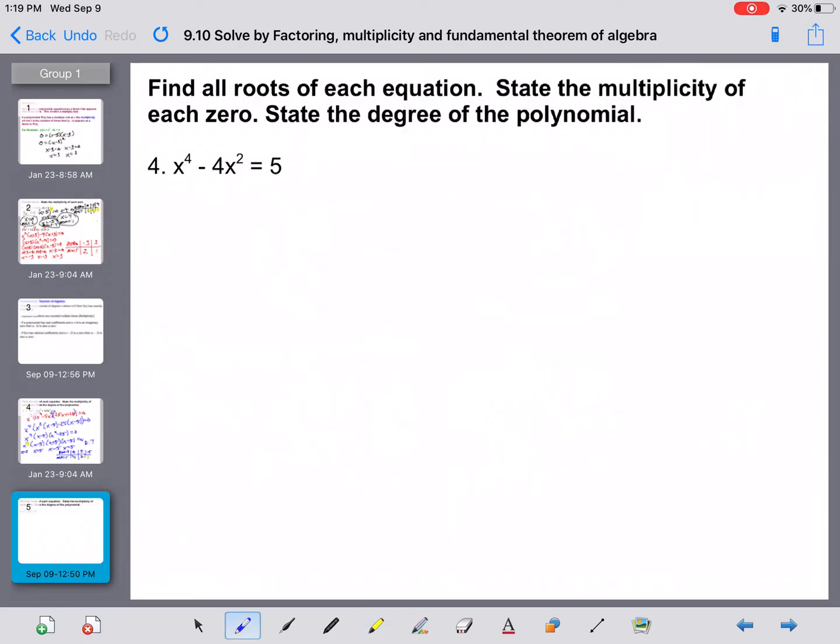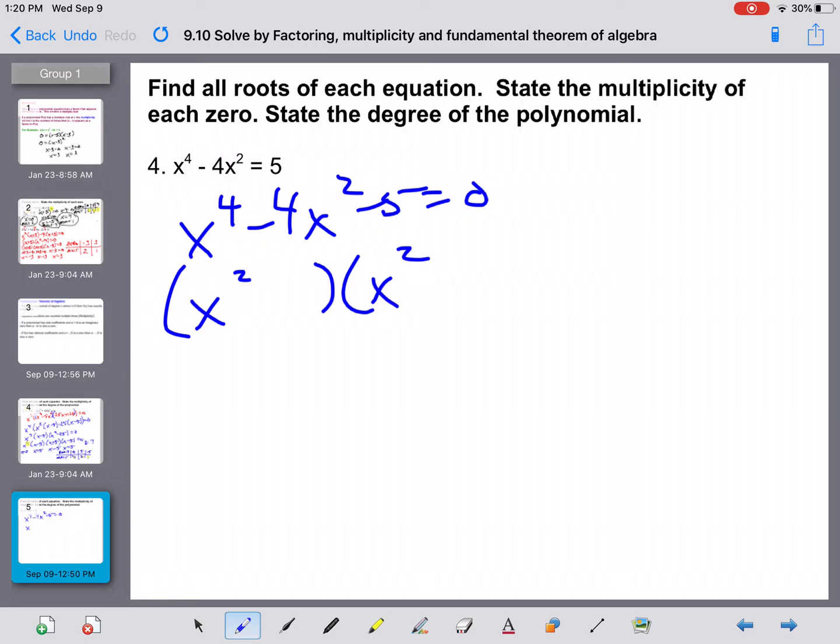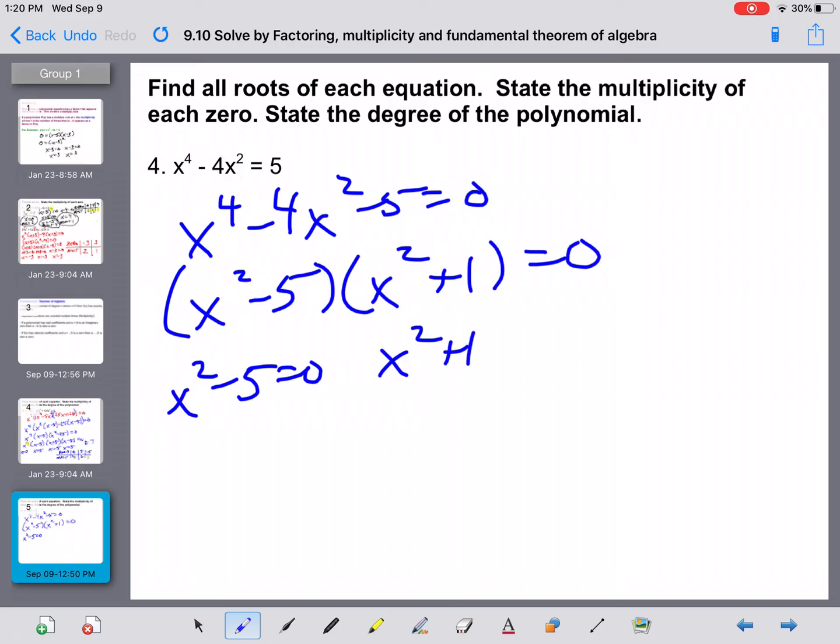Lastly, we have another factoring problem. We're going to set this equal to 0, and so we're going to say x squared and x squared to get our x to the 4th, and then we're going to say minus 5 and plus 1. We can't factor this any further, so we're going to solve this by square roots. By using the zero product property, we get the square root of 5, so plus or minus, and here we should get square root of negative 1, which is plus or minus i.